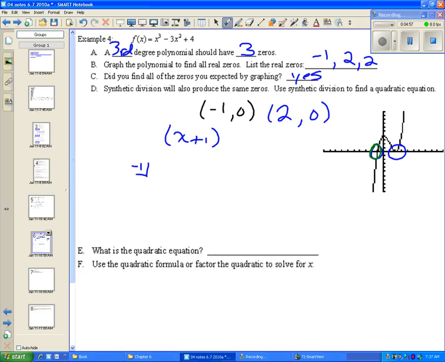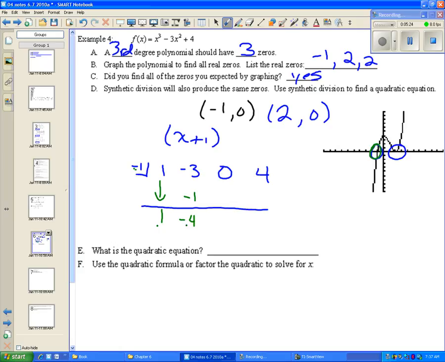My equation is x cubed, so I have 1. Negative 3x squared, so that's negative 3. There's no x term, so I put in a 0. My constant term is 4. I draw my line, and the first thing I do is I drop my first term. Negative 1 times 1 is negative 1. Negative 3 plus a negative 1 is negative 4.